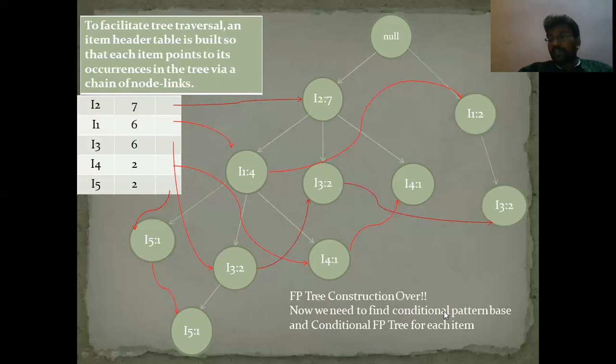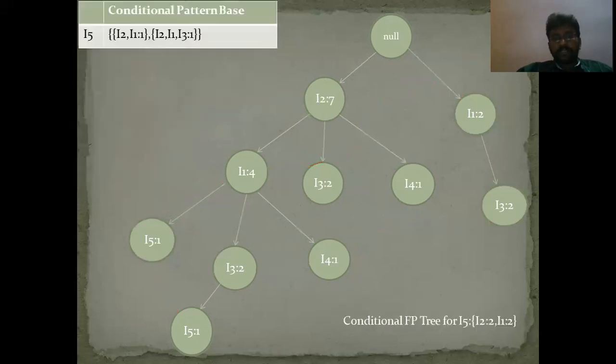Now we need to find the conditional pattern base and the conditional FP tree for each item. Based on this FP tree, we have to construct the conditional pattern base. The conditional pattern base comes from the bottom of that particular tree. What are the bottom values? I5. The nodes which are connected from I5 will be considered as the conditional pattern base.